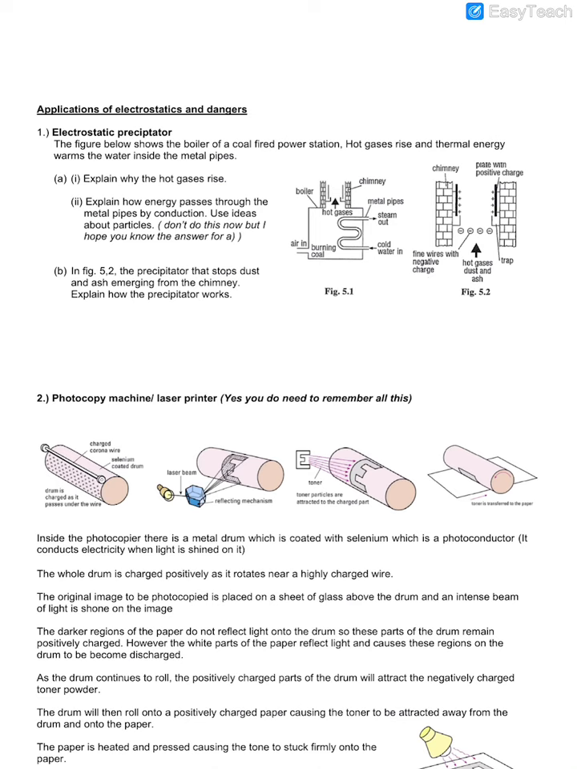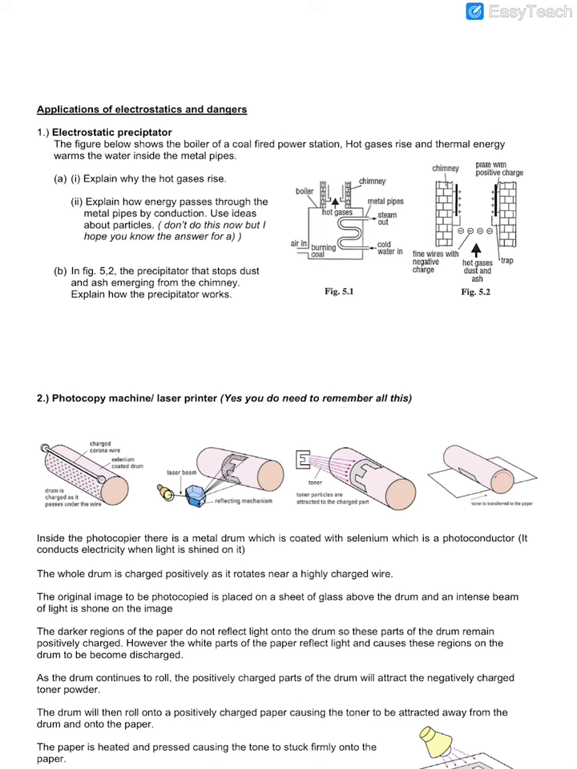Now the precipitator. We come to the electrostatic part. How does it stop dust and ash from emerging from the chimney? All your hot ash and dust are rising because it's hot. If you have nothing, it will just go into the atmosphere and cause a lot of pollution, a lot of dust and smoke. So they have a precipitator. How it works is this.